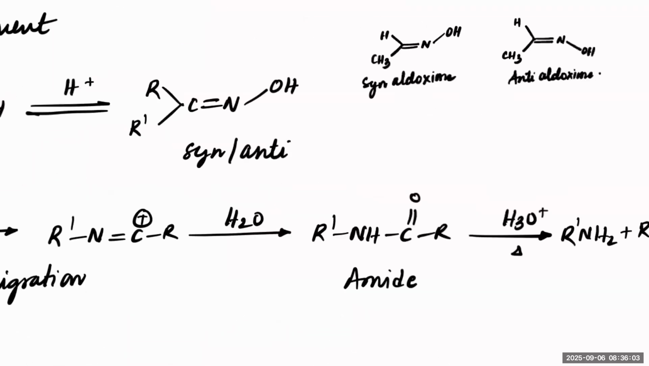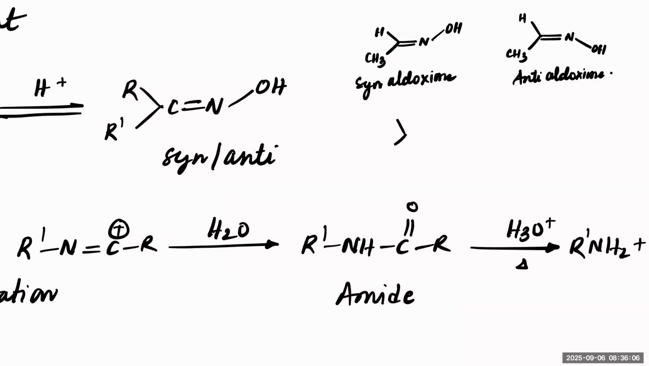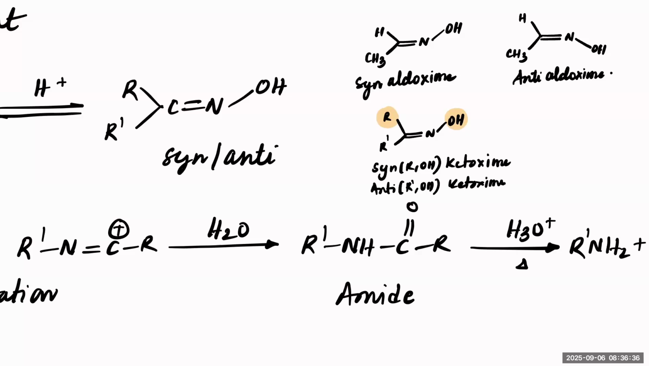In the case of ketones, if you have R and R dash, double bond N and OH, then you need to express with which group you are making it syn. So you have to write this as syn R and OH ketoxime, these two are syn to each other. Or you can also write this as anti R dash and OH ketoxime. I guess you got an idea what we are trying to do, right, beta?